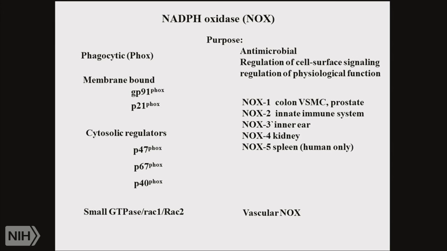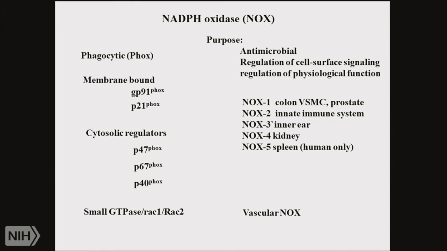NADPH oxidase. And again, I'll leave this to Tom Lato. He's going to give a nice lecture later on. NADPH oxidase is antimicrobial. That's one of its biggest functions here. It regulates cell surface signaling, and it regulates physiological functions. It's a really important class of enzymes. There are several different isoforms here, and I didn't include them all, but NOX 1, 3, 4, and 5 are generally thought to be more regulatory. NOX2 is actually part of the innate immune system.